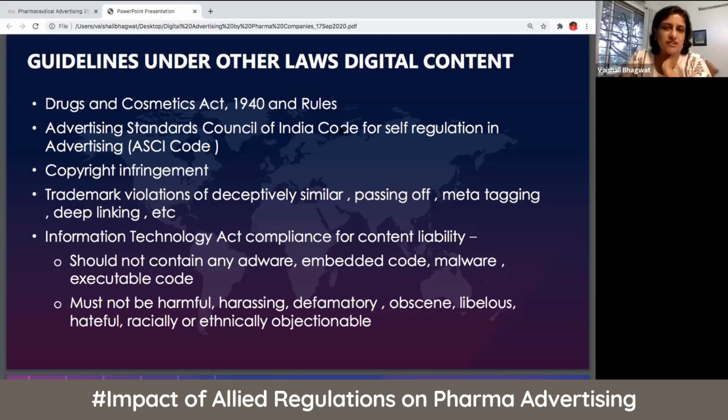passes the test of law. These are the other legislations that regulate digital content. Let me directly jump to the Information Technology Act compliance.